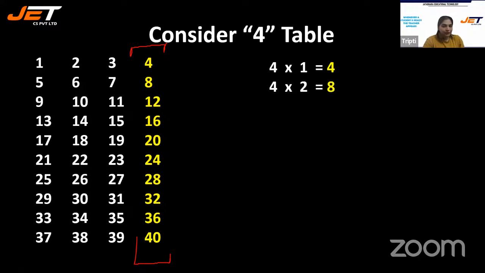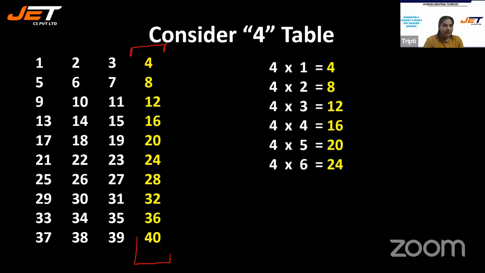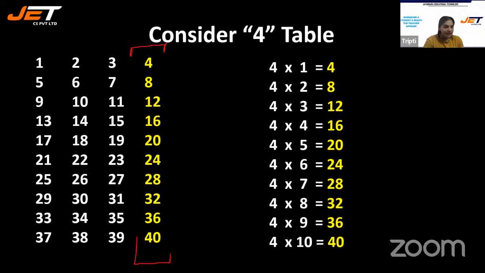Now let's have a look. 4 times 1 is 4. 4 times 2 is 8. 4 times 3 is 12. 4 times 4 is 16. 4 times 5 is 20. 4 times 6 is 24. 4 times 7 is 28. 4 times 8 is 32. 4 times 9 is 36. And 4 times 10 is 40. That's how you get the table of 4. Again, it's skip counting by 4.